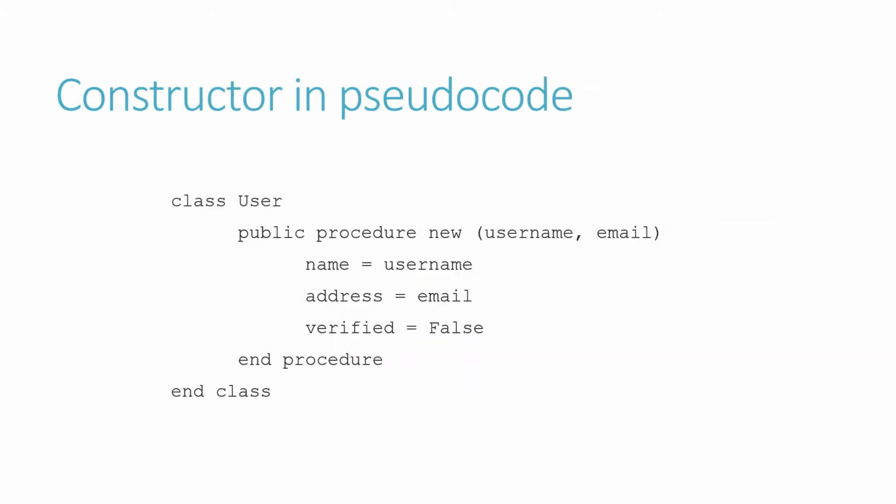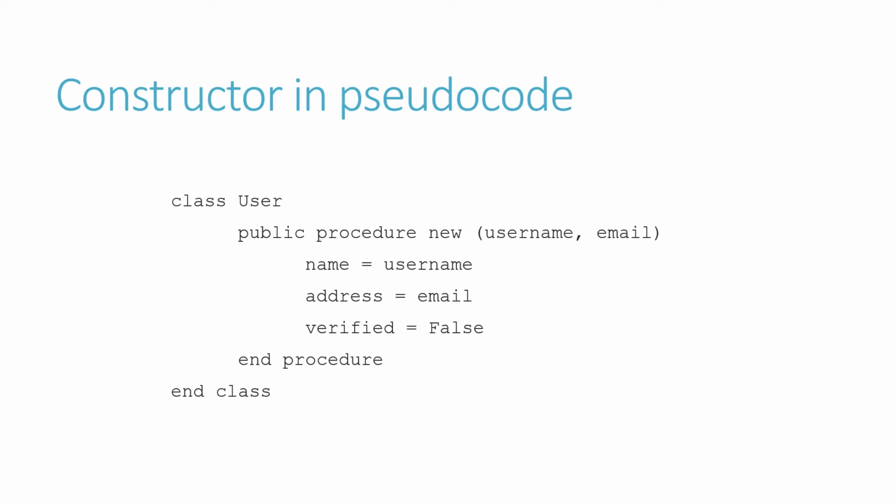Here's an example of a constructor in pseudocode. You'll notice that the procedure new is set as public. In the exam, if you're doing an A-level exam, you will notice that all the methods used in their OOP definitions are specified as public or very occasionally as private. This is an example of encapsulation.